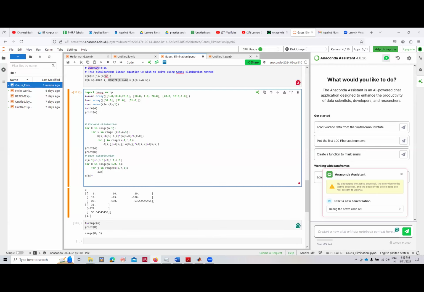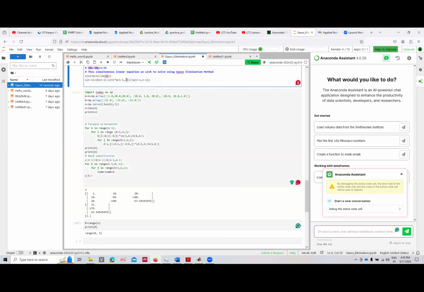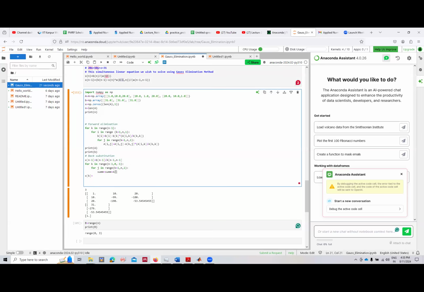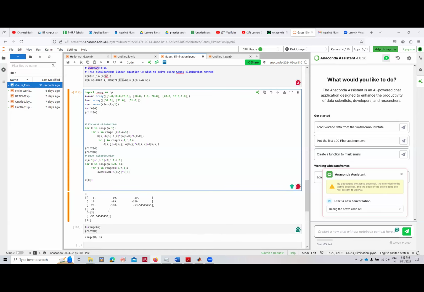In each step the sum will become what? Sum will be equal to sum plus a, here suppose a n minus 1 multiplied by n means what? a k comma j, a k comma j multiplied by x of k. Okay, this will be my sum.